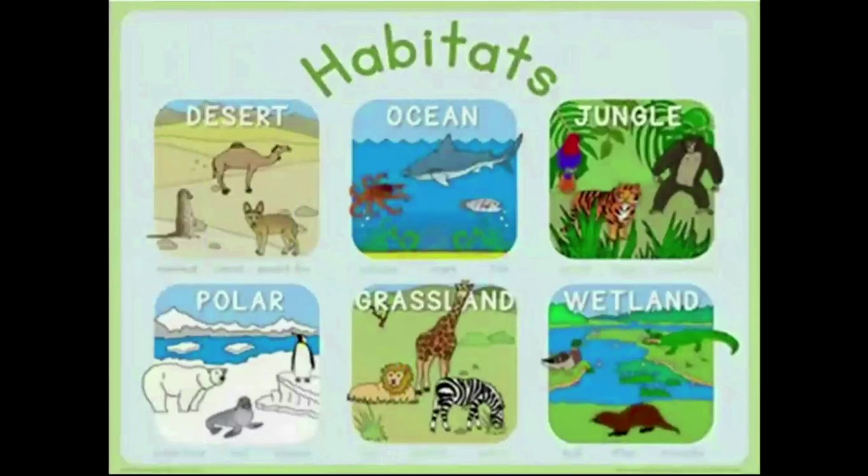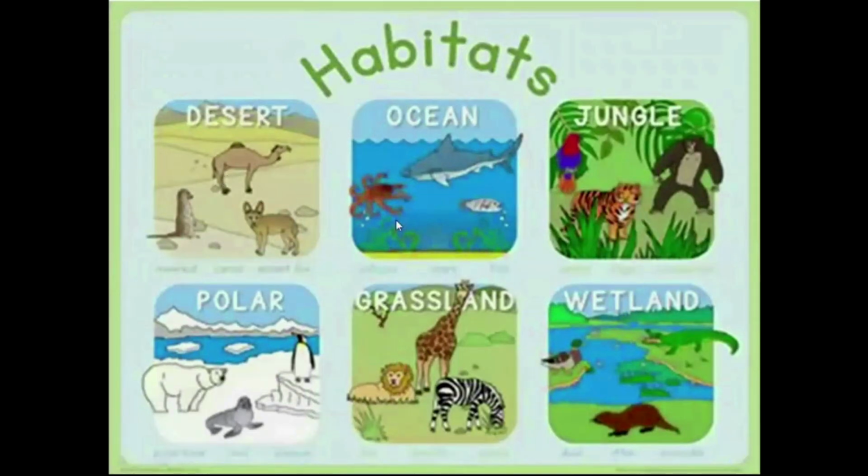Now, there are some common habitats we can see around us. We know that some animals like to live in a desert. So can we say the desert is a habitat of these animals? Camels, coyotes, and other types of lizards like to live in deserts. So can we say desert is a habitat for these animals? Yes, we can say that.